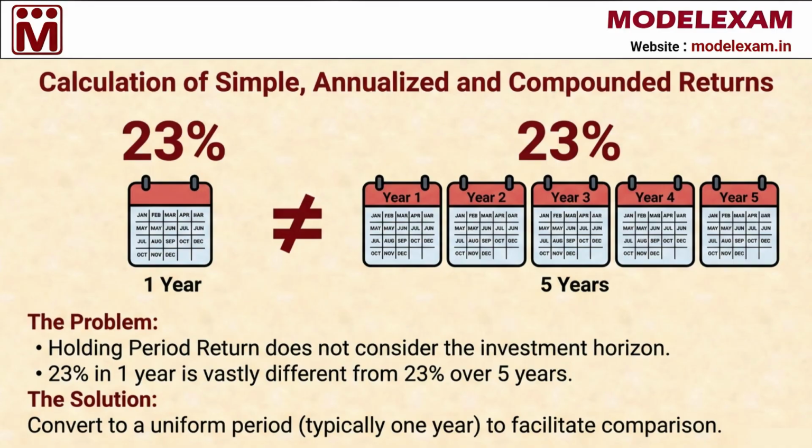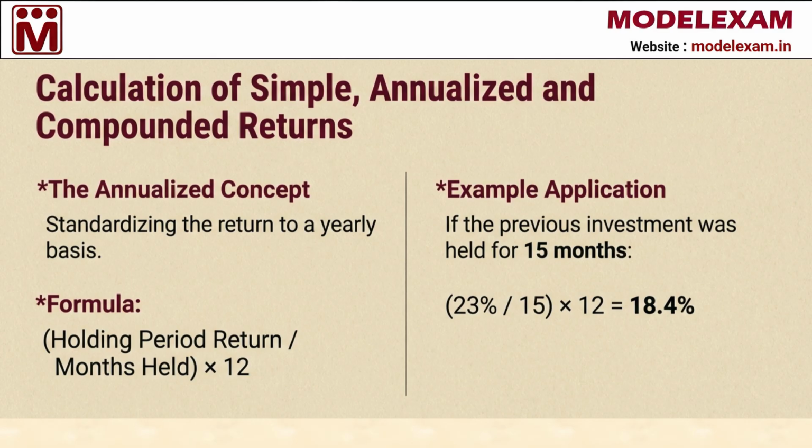To fix this, we need to convert the return to a uniform period, typically 1 year, so we can compare investments fairly. This brings us to the annualized concept. We are standardizing the return to a yearly basis. The formula is the holding period return divided by the months held multiplied by 12. Let us look at an example application.